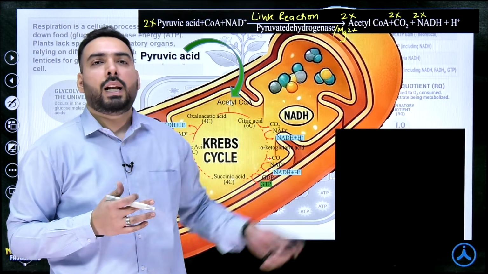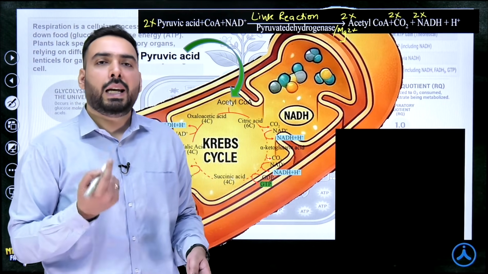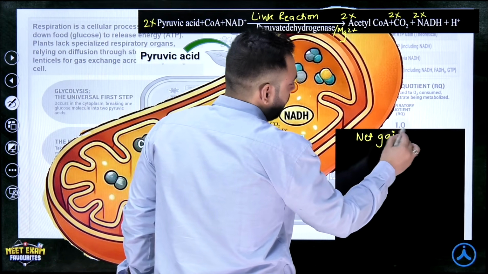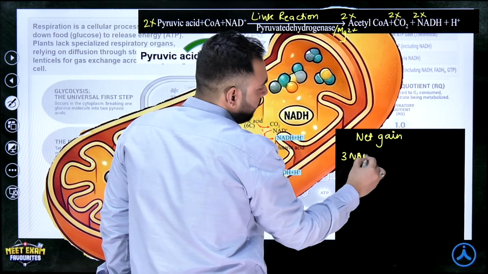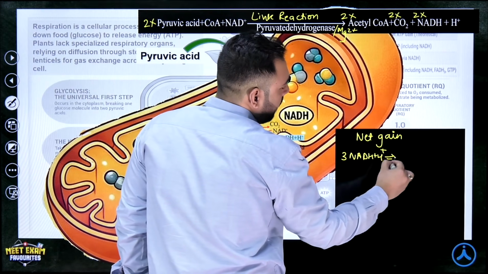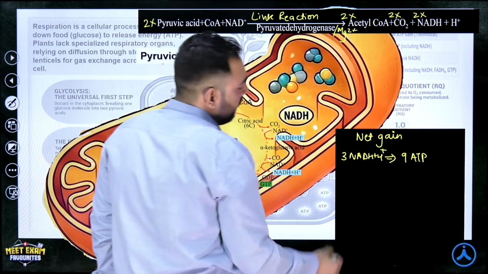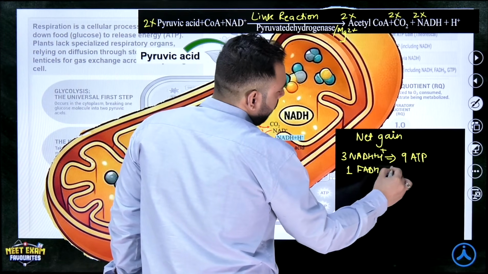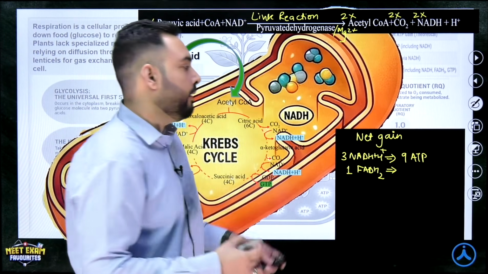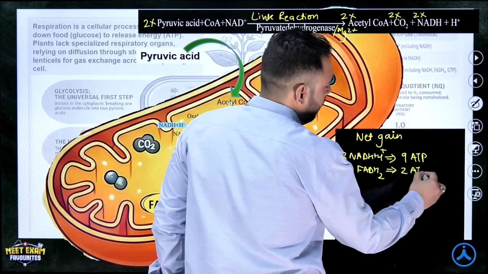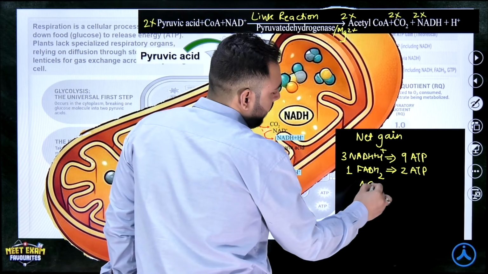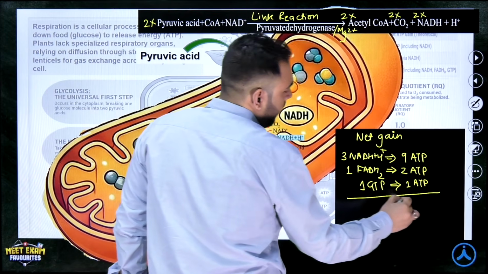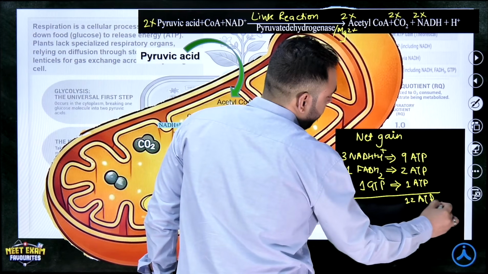Now, we are going to calculate the net gain for Krebs cycle in a single turn. So net gain calculation is done something like this. There are a total of 3 NADH molecules that are formed. They can be converted into 9 ATP because each NADH will give us 3 ATP. 1 FADH2 molecule, each FADH2 is equal to 2 ATP. So when we convert it, we get 2 ATP from it. And 1 GTP, which is directly calculated as 1 ATP. So the total gain from 1 turn is 12 ATP.